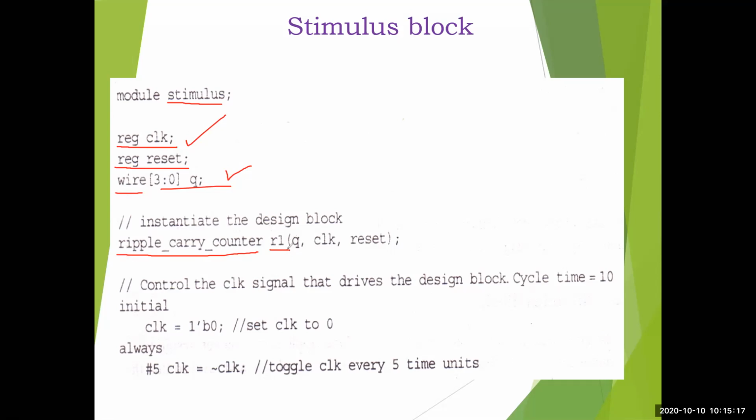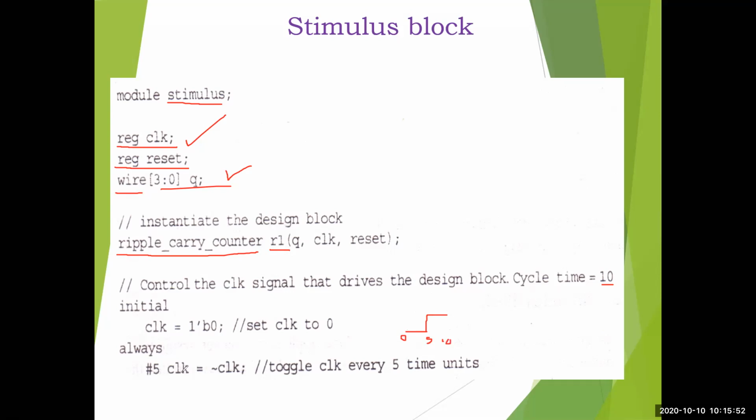Now we have to pass the values. Clock and reset values we have to pass so that it will do the operation. First, control the clock signal that drives the design block. Cycle time is equal to 10. Initial, so again behavioral description style. Initially clock is equal to 1'b0, and every 5 time units clock will be not of clock. Initially it is 0, starting from 0 up to 5 units, and when it reaches 5, it will become 1. Again 5 plus 5 is 10.